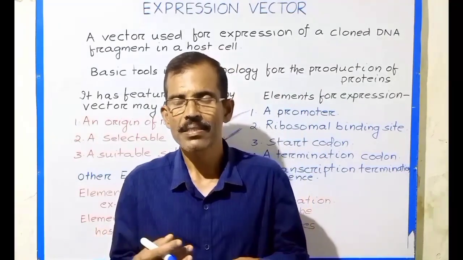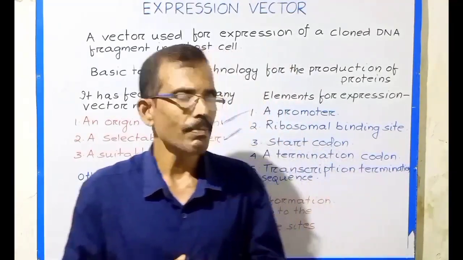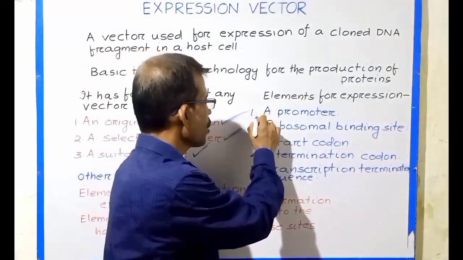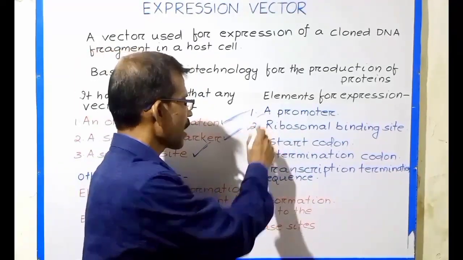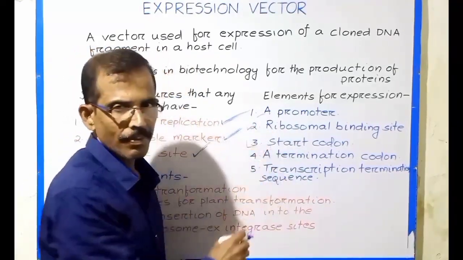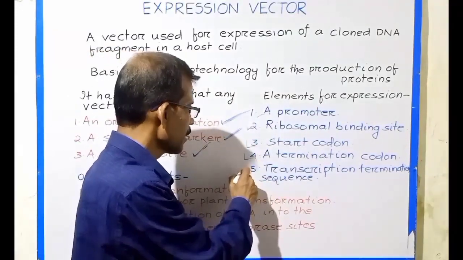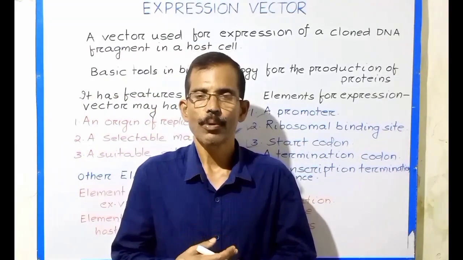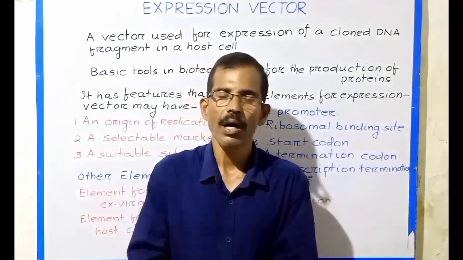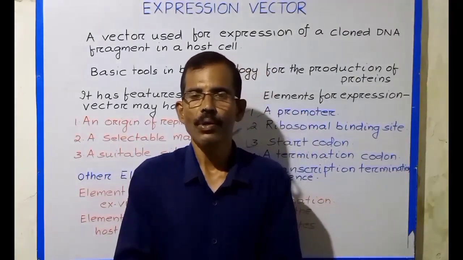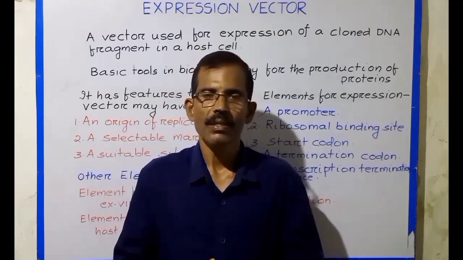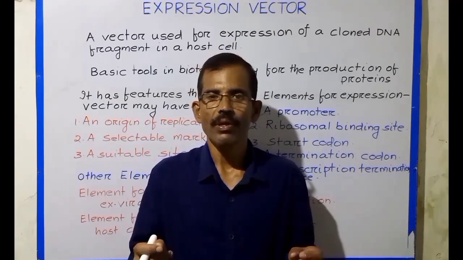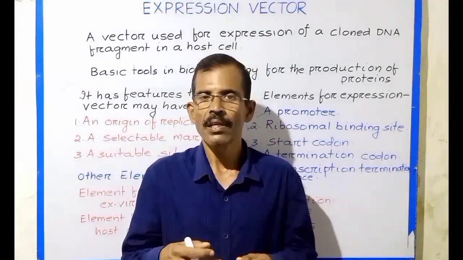In order to express the cloned gene, the expression vector must have specific elements such as a promoter, a ribosomal binding site, a start codon, a termination codon, and transcription termination sequences. Friends, you know that the protein synthesis machinery of prokaryotes is different from that of eukaryotes. Therefore, the expression vector should possess all the features that are appropriate for the host. Then only the gene can be expressed.